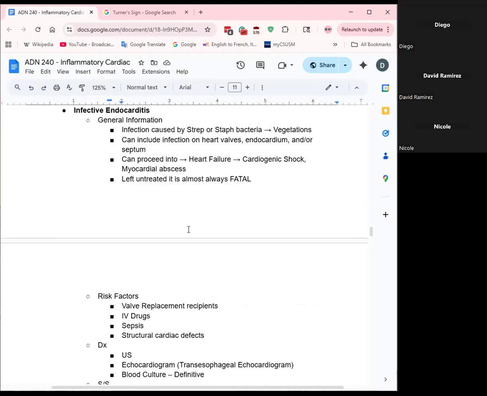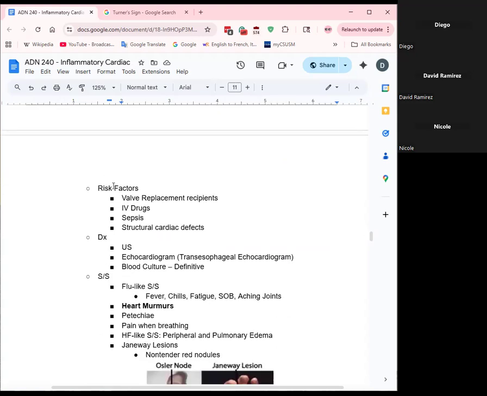The next thing here is infective endocarditis. Essentially, infection by bacteria causes vegetation, little gunk in your heart valves in that area. Endocarditis can lead to heart failure, which can lead to cardiogenic shock, an abscess in your heart, and if it's not treated, they will die. Here is a list of risk factors that are good to know.